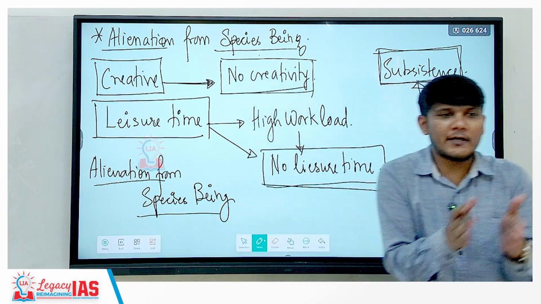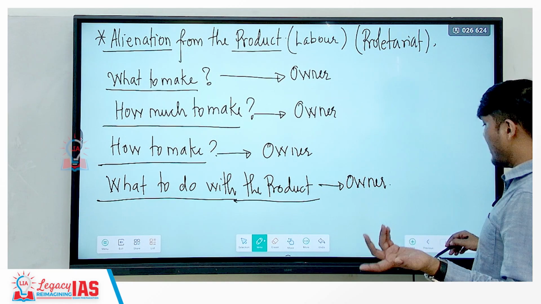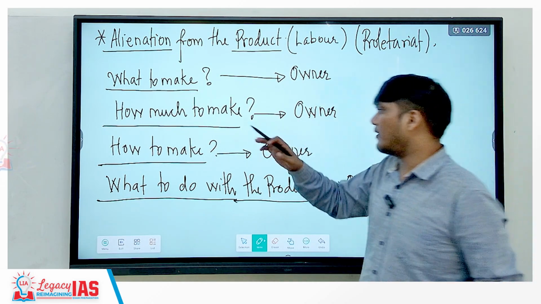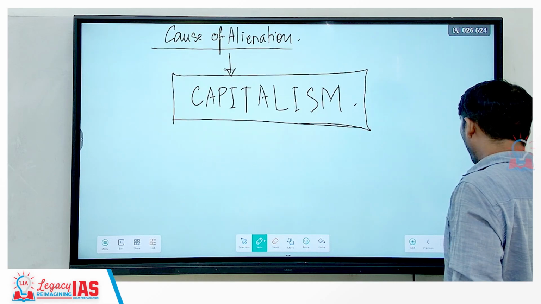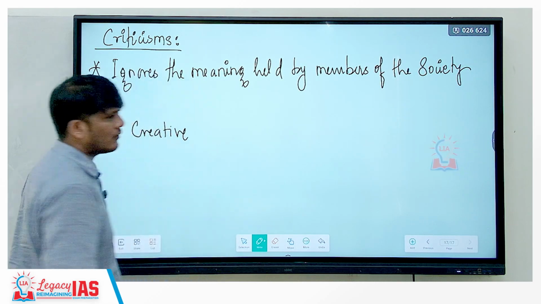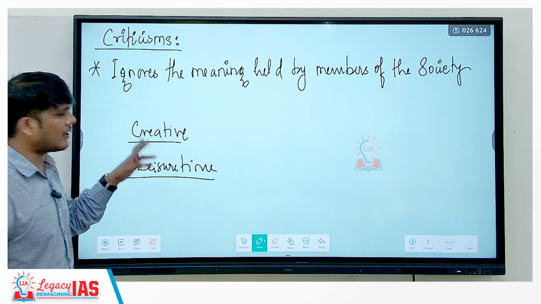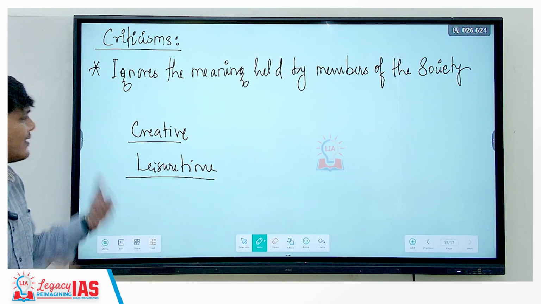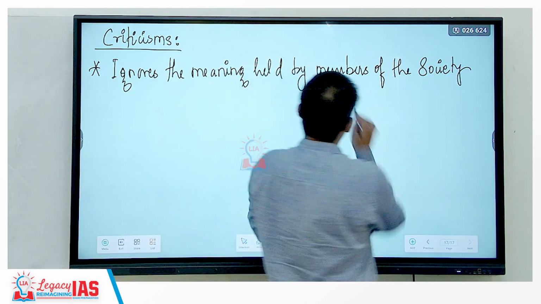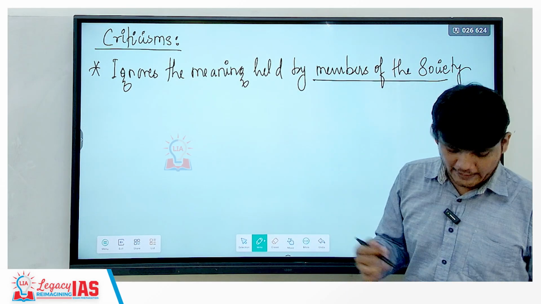Different people may hold different ideas of creativity, of leisure time, of what is alienation for them, and so on. Maybe with less money they feel powerless, and so on. Now, did Karl Marx take that into account? No. Karl Marx simply says that if you are a human being, a member of the human species, then you have to be creative and you have to have leisure time. That's it. This is what defines that you are part of the human species, nothing else. But the criticism is exactly that it ignores the meaning held by members of the society. Different members can hold different meanings.